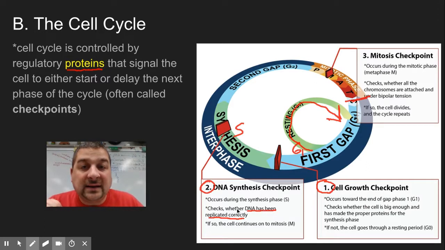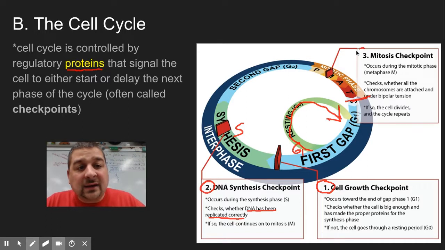Okay, if a mistake has been made, or it's not finished copying, or something is wrong, it's going to initiate a repair so that we don't have a mutation or something that we are going to pass on to cells that are going to keep passing it on. So that's a very good thing that our cells check the DNA and make sure everything is in order.